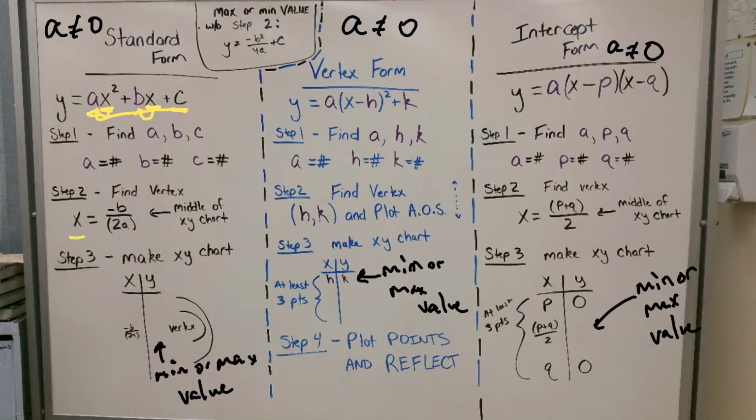Then you're going to use this formula. It's called the vertex formula. You have to use this. It's really important to use those parentheses on the bottom so you don't make a mistake. Then you're going to make an XY chart.